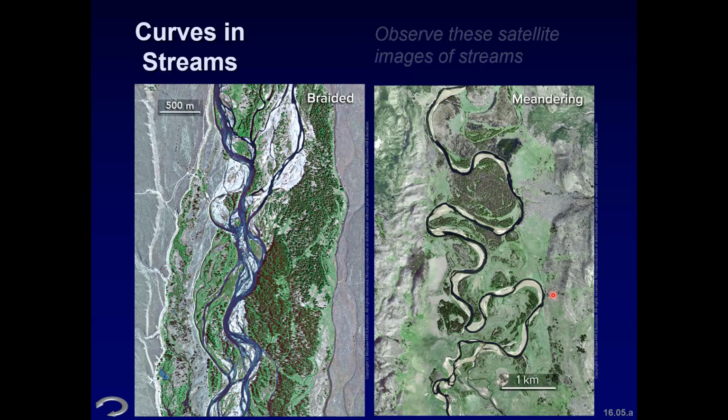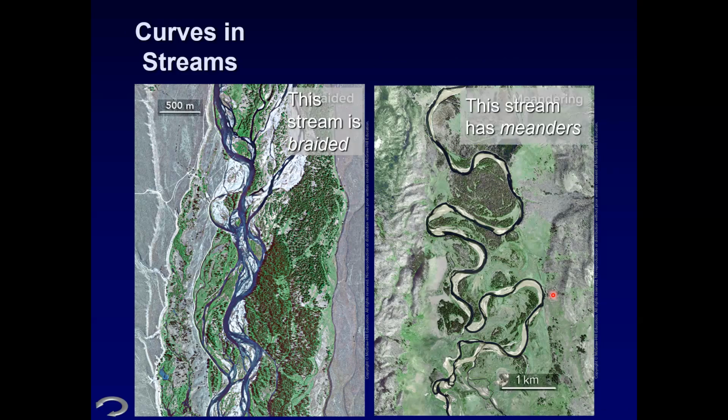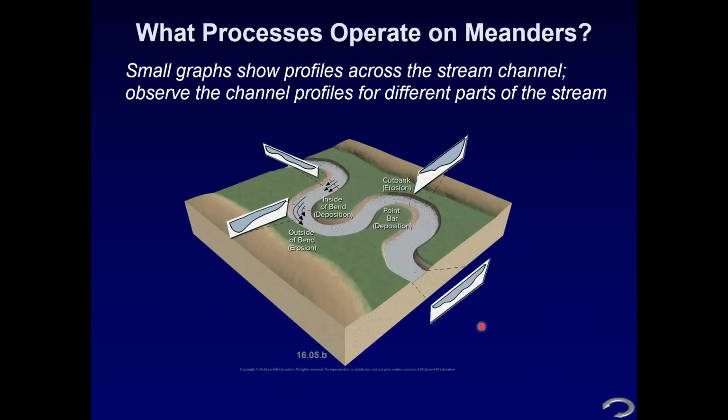So looking at braided versus meandering streams further, this stream is braided and this stream has meanders. Right, there are some curves to the braided components of the stream. We can see as well here the cut bank and the point bars complementing one another. Over time, meandering streams do become more curved. And what processes operate on those? I already hinted at quite a bit of this, but let's break it down.